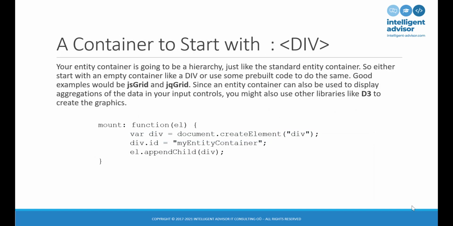So this is the basic idea: here is a mount, and you can see that I've created a div and stuck it on the page. So I've started my container. Of course, what happens next after that depends on me. I could write it all from scratch, or I could use, probably at least for the user experience part, existing libraries like JS Grid or JQ Grid or Glide.js. Maybe I'm going to do something really sophisticated and draw some pretty pictures, so I'll use something like D3. It's up to me.